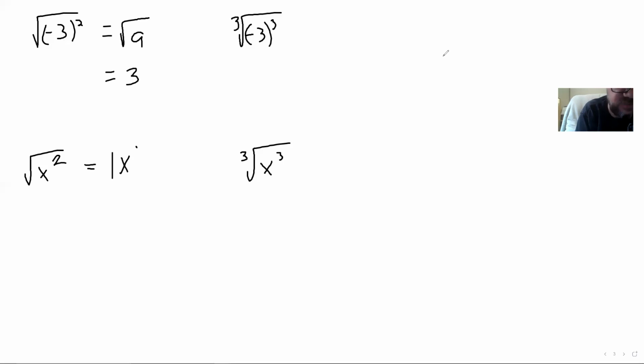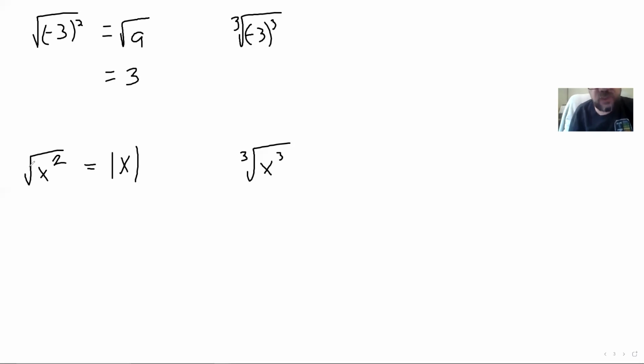Now, if it's positive to start, that's fine. It remains exactly the same. But if it's not positive, if it was negative to start, like this one was, then it becomes positive, like this 3 did. So our function that says if something is positive, leave it alone, and if it's negative, make it positive, is absolute value.